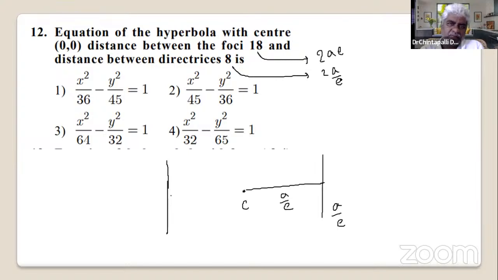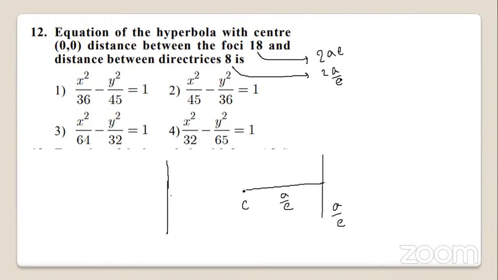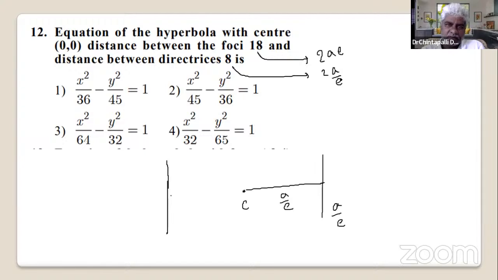ae is equal to 9. a by e equals 4. Yeah, you can do the calculation on the screen. a by e is equal to 4, right? Yes, sir.